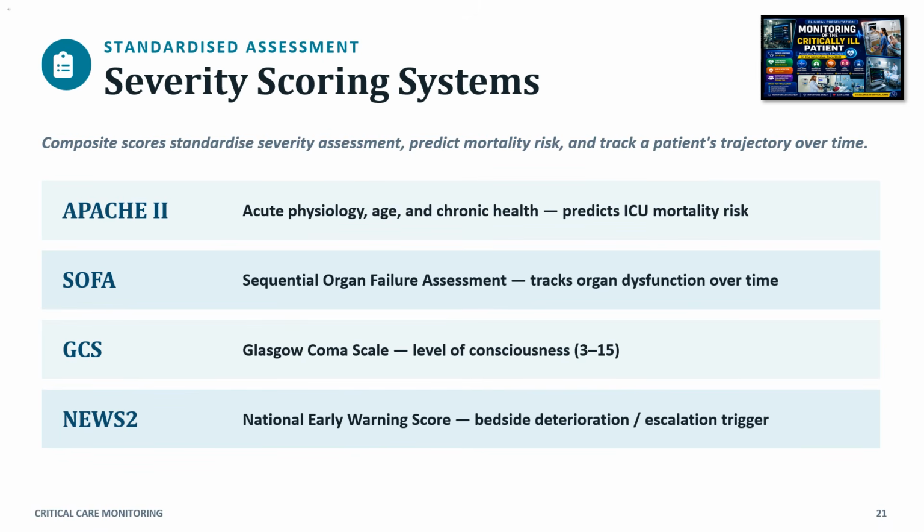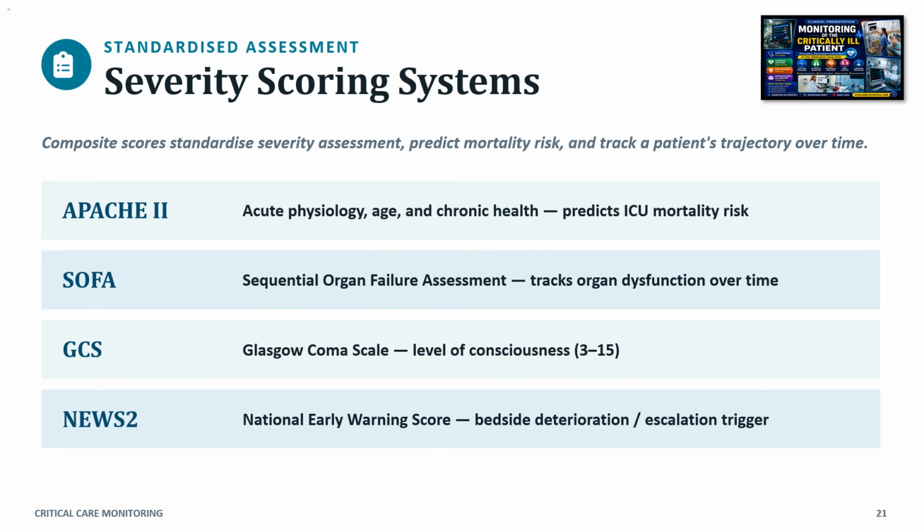Standardized assessment. Severity scoring systems. Composite scores standardize severity assessment, predict mortality risk, and track a patient's trajectory over time. This provides an objective measure of illness severity and helps guide prognosis and escalation decisions. APACHE II. Acute physiology, age, and chronic health, predicts ICU mortality risk. This is because it combines acute physiological derangement with age and comorbidities to estimate risk of death.